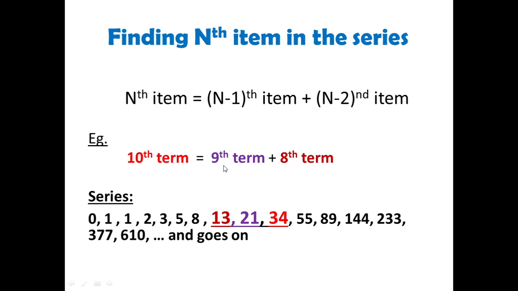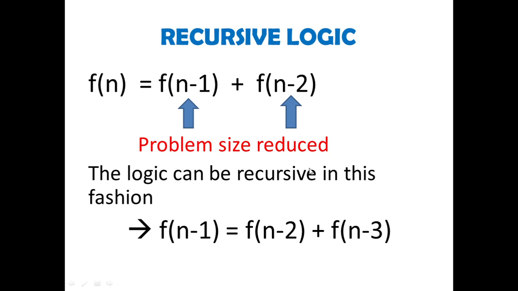The 9th term will need the 8th and 7th. The 8th term will need the 7th and 6th. Likewise, numbers go on reducing. The problem size goes on reducing. Say for example, n-1 needs the n-2nd term and the n-3rd term, then we can sum up. So n-1 is the actual problem size, and now this problem needs n-2 and n-3. The problem size is reduced. So this goes on getting reduced and reduced.